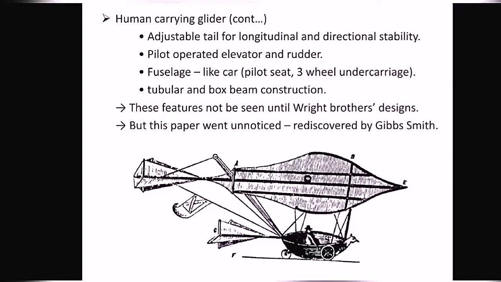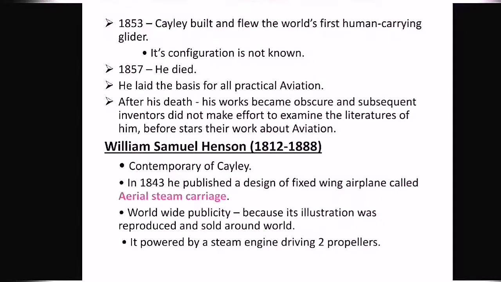Between Cayley and the Wright brothers, there were many inventors in aeronautical history, but these features of this human carrying glider were not seen until the Wright brothers' designs. Even though it had all the detailed descriptions, this paper went unnoticed. In 1853, Cayley built and flew the world's first human carrying glider, but the details of its configuration are not known.